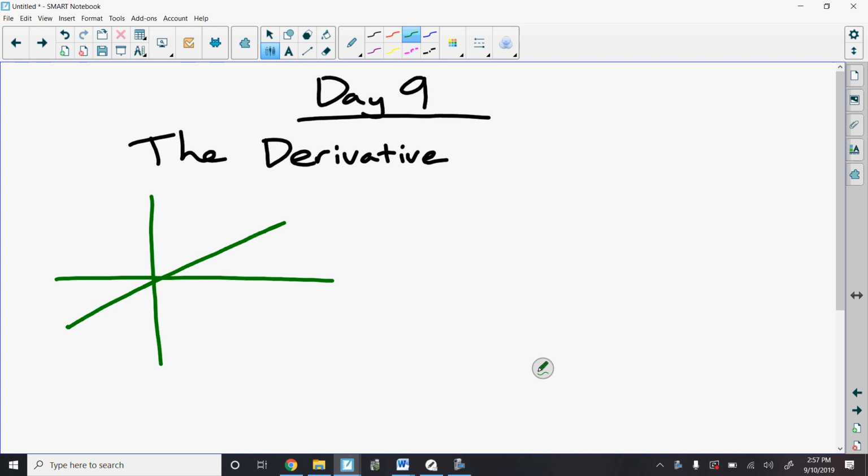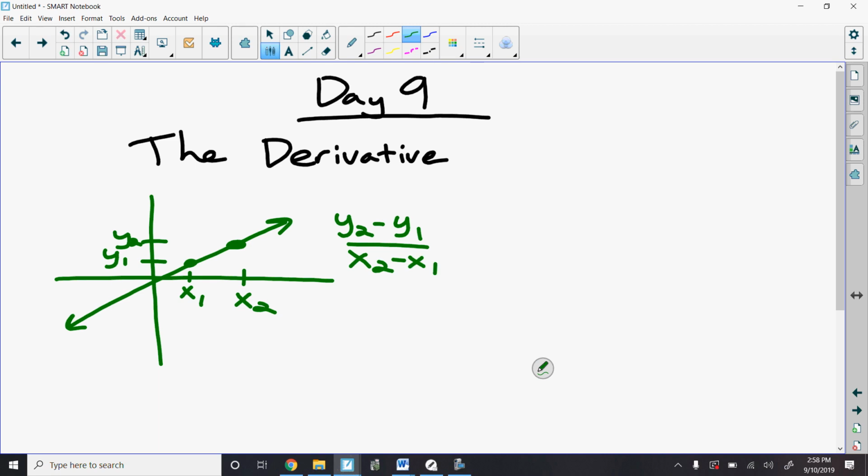So if I have a line, this is the point x1, y1, x2, y2. We can calculate the slope of that line by doing the change in y over the change in x. Okay, and we've done that, you've hopefully done that since 7th grade, 8th grade, 9th grade for sure. So we can always calculate slope of a line as long as we have 2 points. We can just do change in y over change in x.